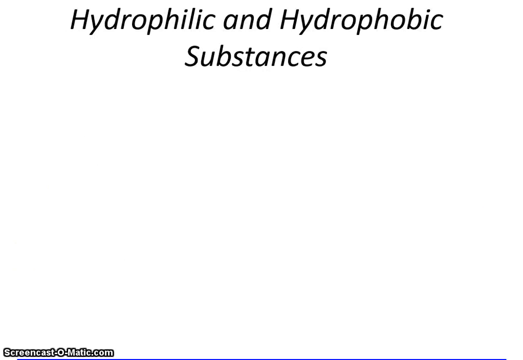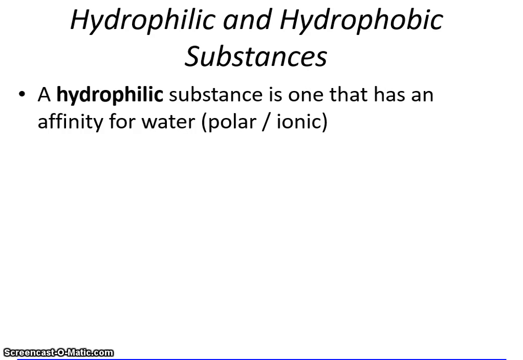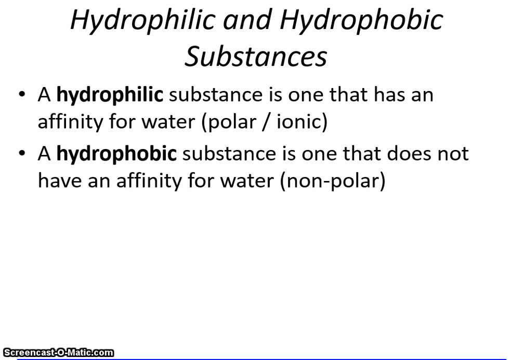Now, you may hear me refer to these as polar and nonpolar things, or ionic and polar and nonpolar, but this is probably what you'll hear me say more often. Substances that can dissolve in water, that are attracted to water, are polar or ionic, or more commonly we call them hydrophilic. Substances that are nonpolar and do not have an affinity or an attraction for water are hydrophobic.